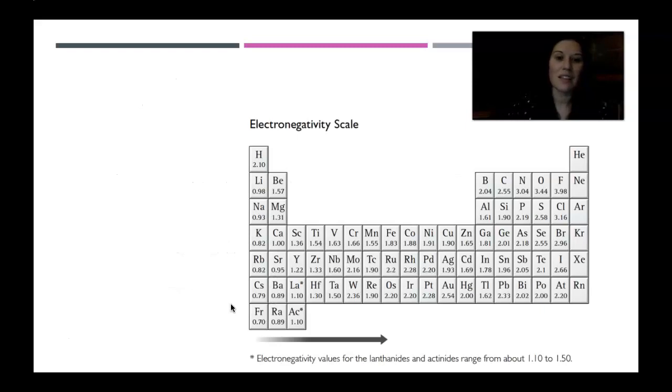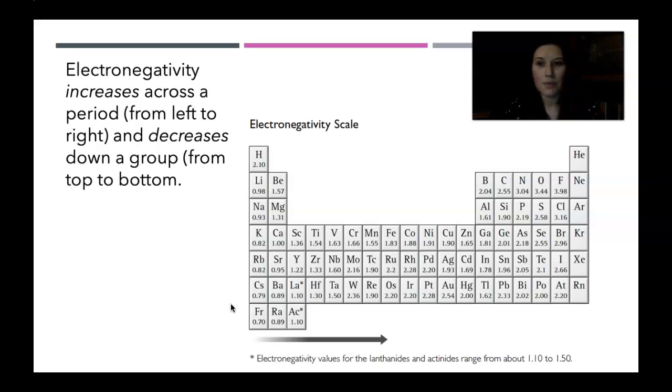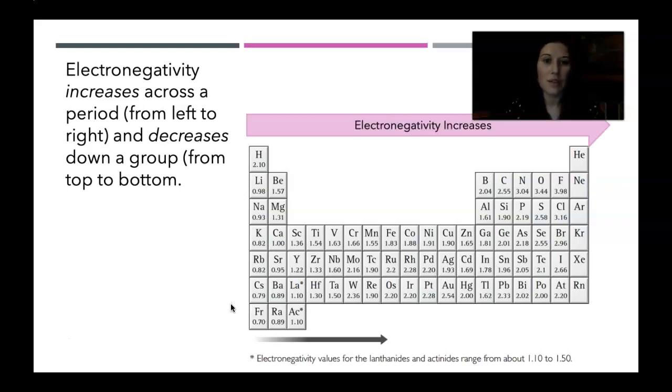All right, well, let's look at this. So here is a chart of electronegativity values for the periodic table. You'll notice the electronegativity values increase across a period, so that's from left to right, and they decrease down a group, so from top to bottom.